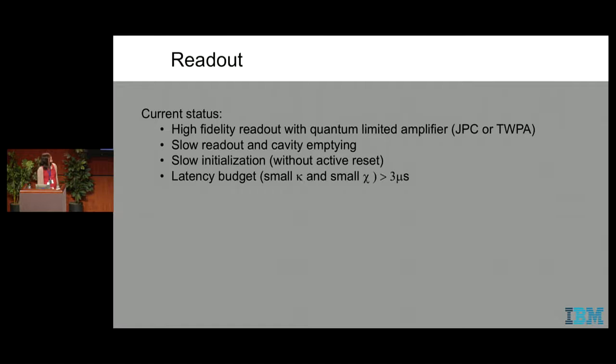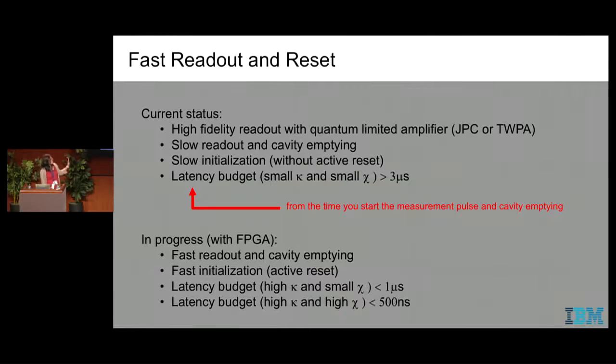With this small kappa and small chi, we need at least 3 microseconds, usually more. And this latency budget, what I mean is the time from when you start the measurement until the cavity is emptied. Right after this, you could run some other qubit gates. Then I'll discuss what's in progress and what we're working on. What we would like to have is fast readout and also fast reset.